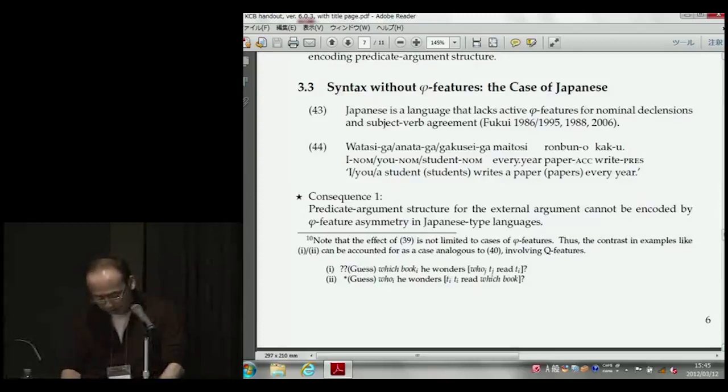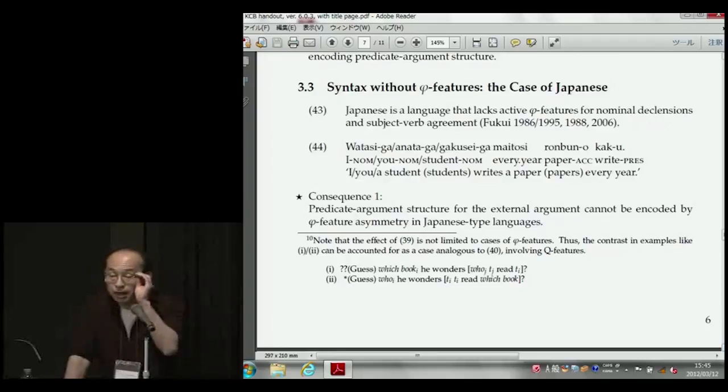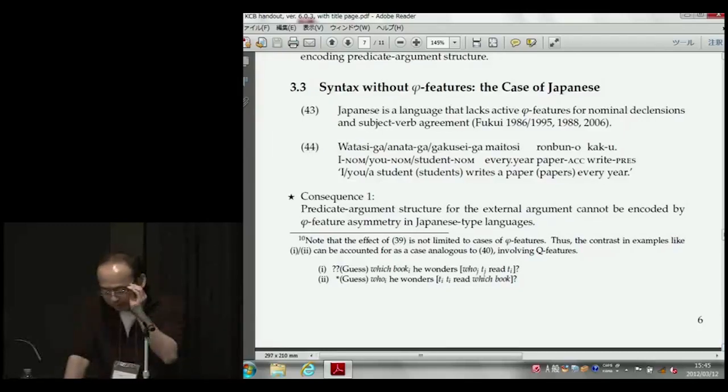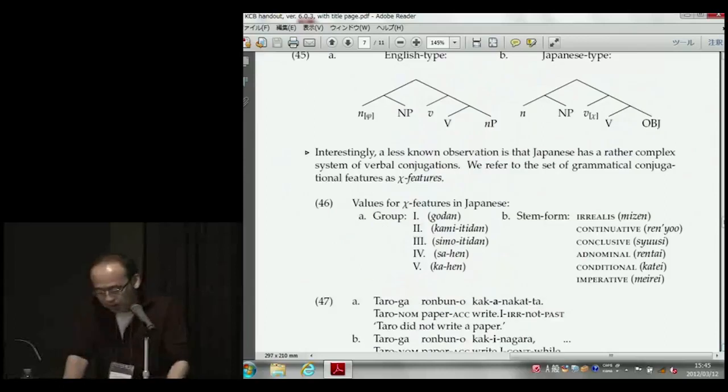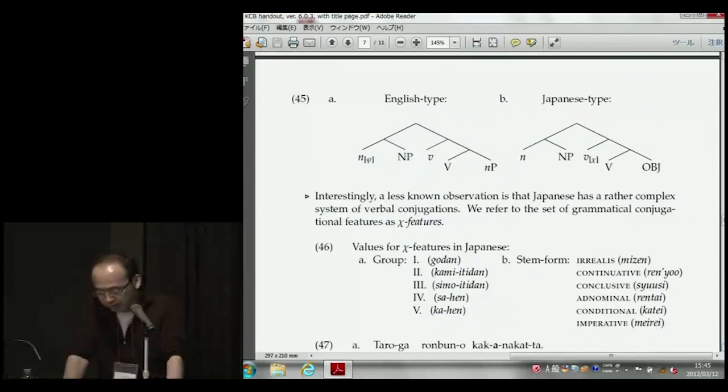That's 43. Okay. Well, an immediate consequence of this hypothesis is that predicate argument structure for the external argument cannot be encoded by phi-feature asymmetry in Japanese type languages, simply because there's no phi-feature available in its lexicon. Well, recall that the relevant structure semantics was characterized by the phi-feature asymmetry in 45A in English. This option is unavailable in phi-featureless languages like Japanese.